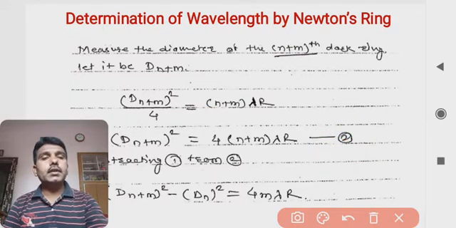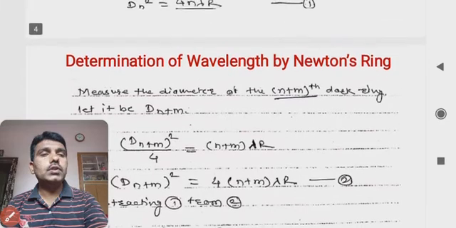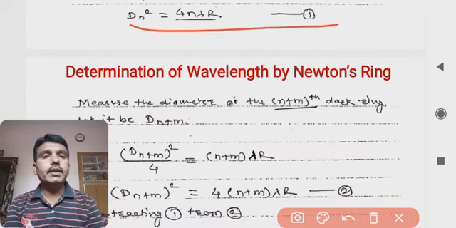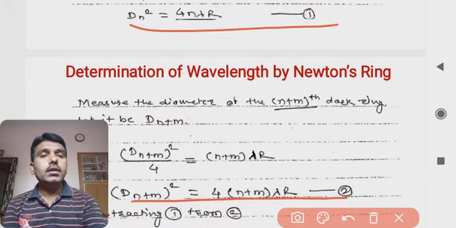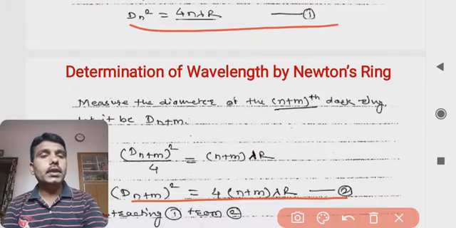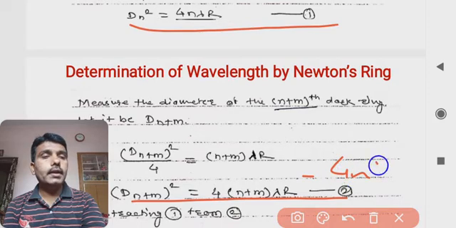So now subtracting 1 from the 2. If you look at these two relations carefully, the first one is Dn square is equal to 4n lambda R, and the second one is D n plus m whole square is equal to 4 n plus m lambda R. So subtracting 1 from 2, D n plus m whole square minus Dn square is equal to, on the right side of the second, 4 into n plus m into lambda R minus 4n lambda R.